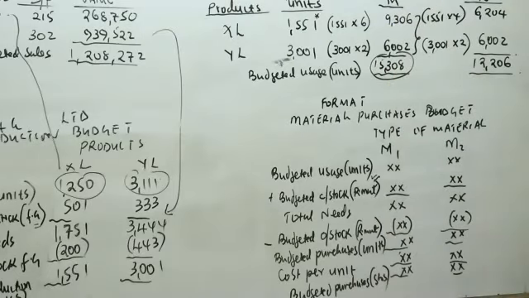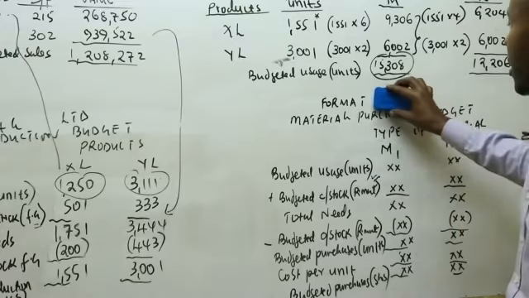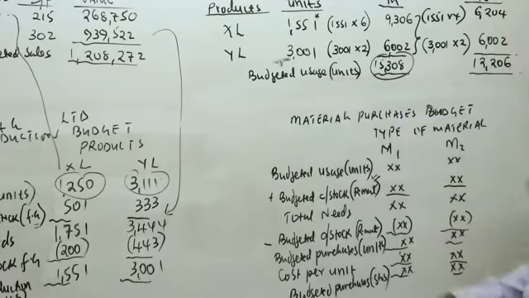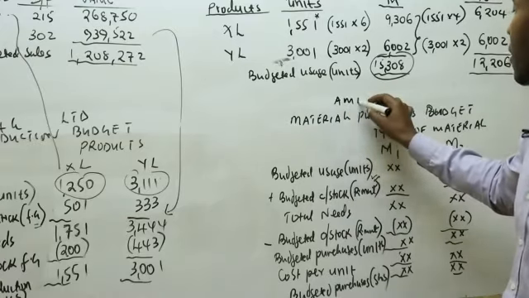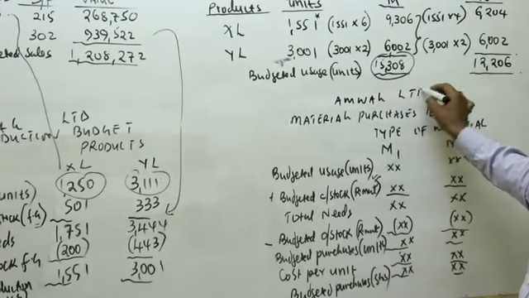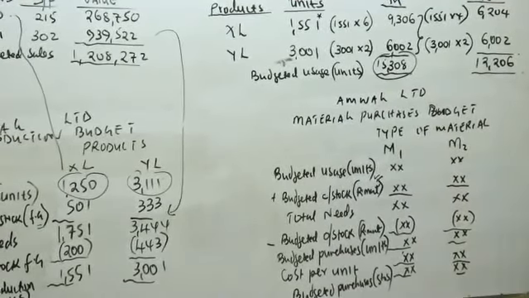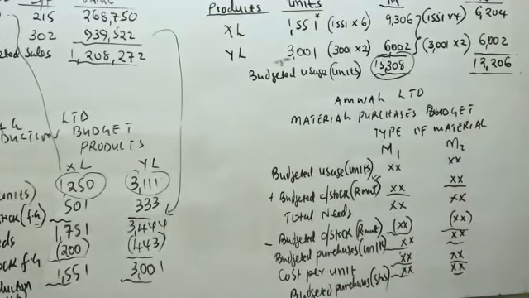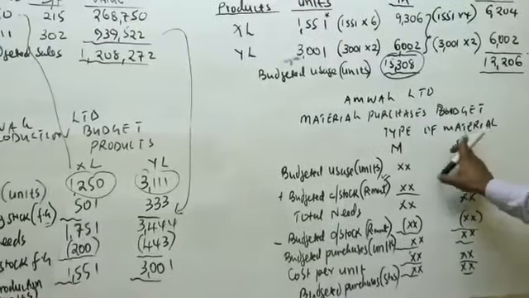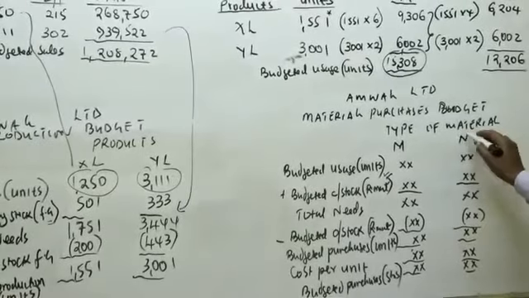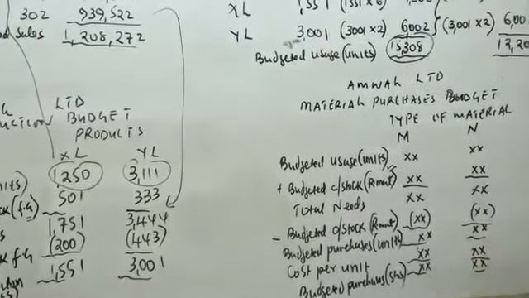So let me write mine now. I will just adjust this one here. So I call this Amwal Limited. Amwal Limited, material purchases budget. The types of material are M and N.